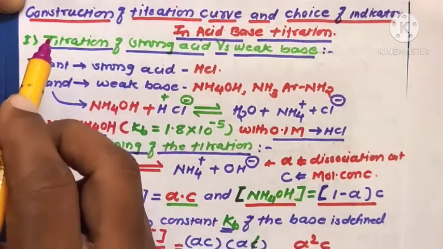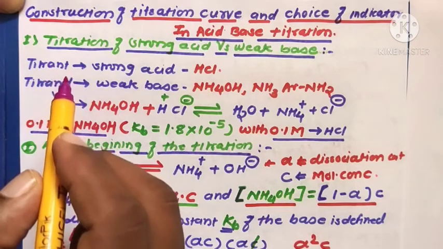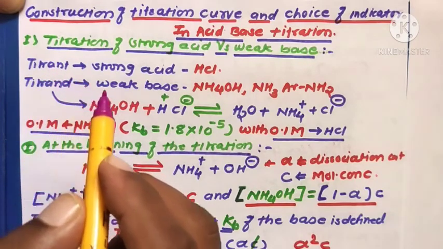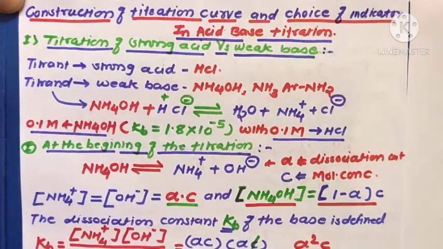In the last video, we learned the vicinity of the equivalence point, when 9.9 cm cube of HCl has been added to the solution, and how the pH of the solution can be calculated. Now in today's lecture, the next point in the construction of the titration curve and choice of indicators is the equivalence point.